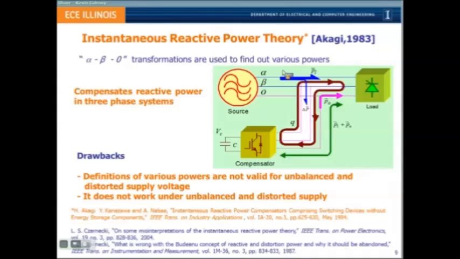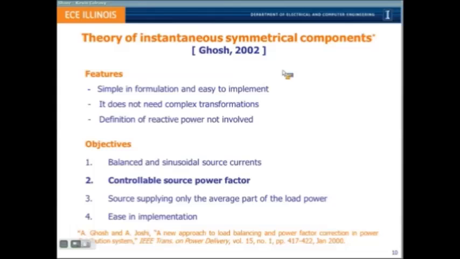For practical purposes, we can say abandoned, because there isn't much literature that talks about it after this period. It faced very strong opposition. And this is the instantaneous symmetrical component theory. This works perfectly well. The main feature of this theory is that it's very simple in formulation.